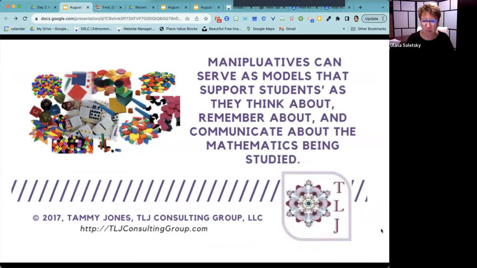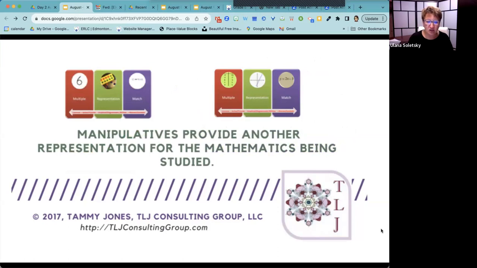They can serve as models that support what students are thinking about, what they remember, and also how to communicate about the math that they are studying. She also said manipulatives provide another representation for the math. So if we're only teaching things symbolically, kids do not truly get a stronger understanding. Neither do we as adults.